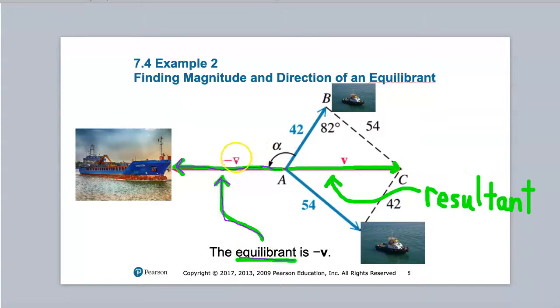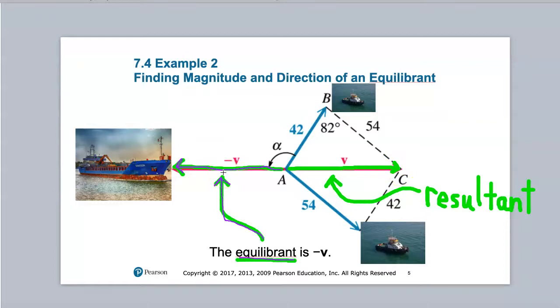Now, one of the things to notice is that negative v and positive v are opposites of each other, so that means that they have the exact same length and exact opposite directions. So all you need to do to figure out the magnitude of the equilibrant is find the magnitude of the resultant, which is what we did in problem number 23, or in this lecture in example 1. So that's how you get the magnitude of your equilibrant.